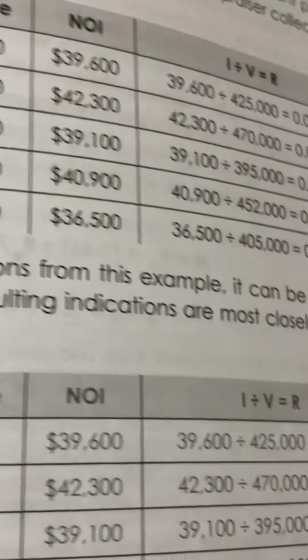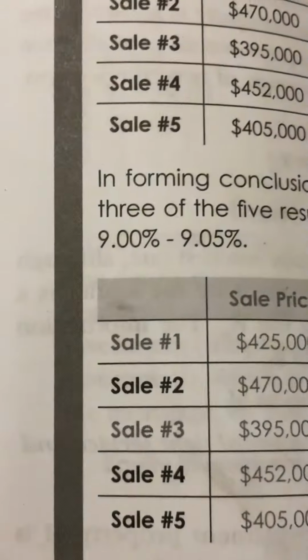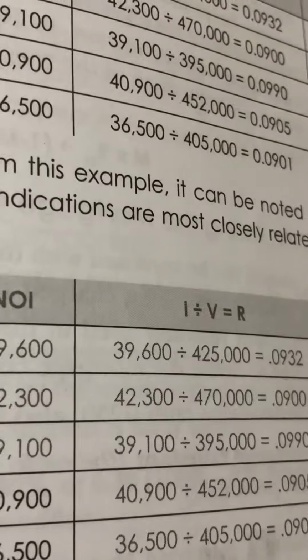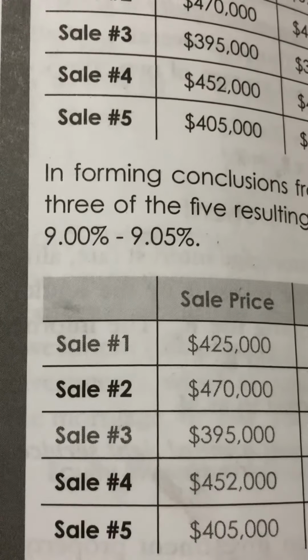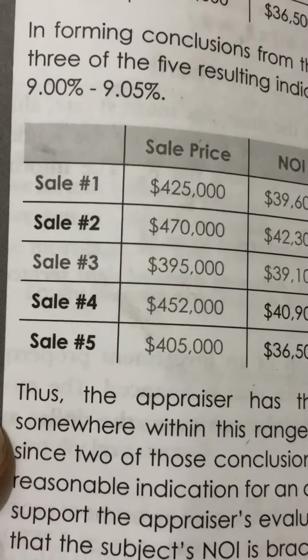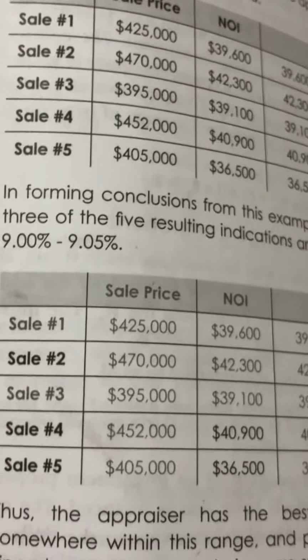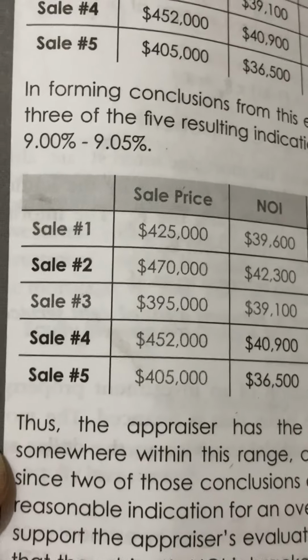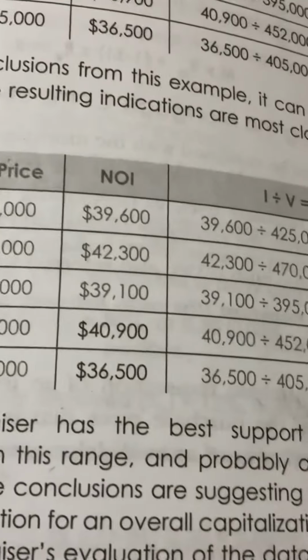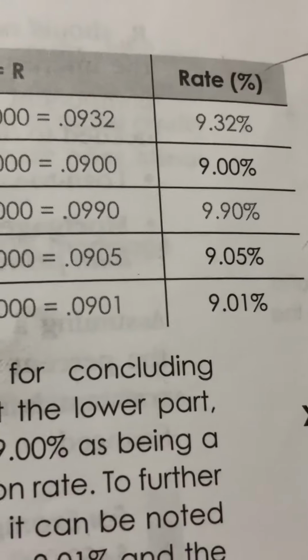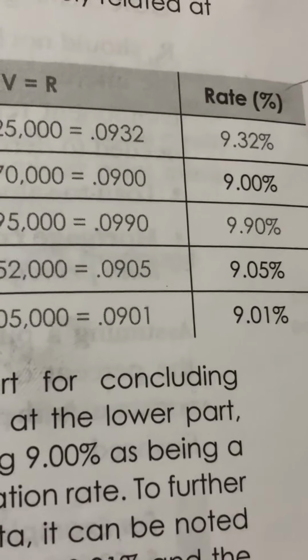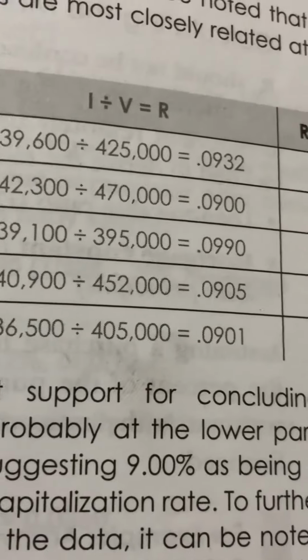In forming conclusions from this example, it can be noted that 3 of the 5 resulting indications are most closely related at 9.00% to 9.05%. That being said, sale 2, sale 4, and sale 5 had that. That's why you got that 9.00 to 9.05.